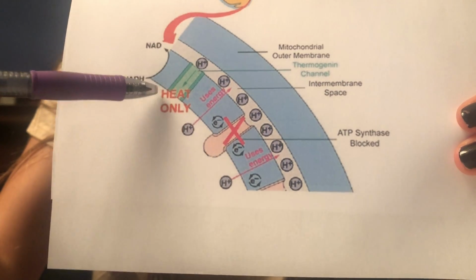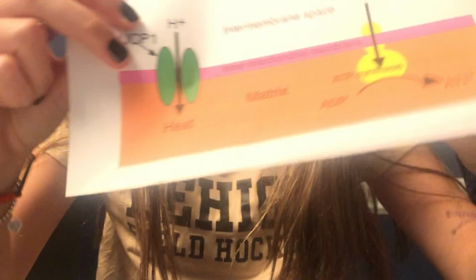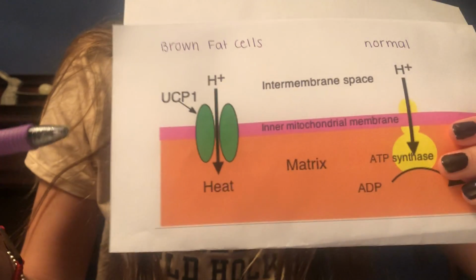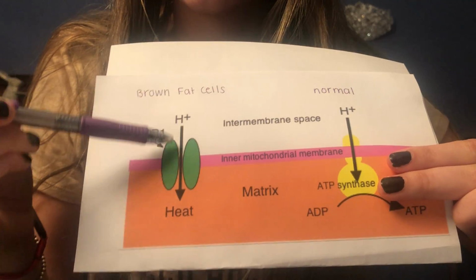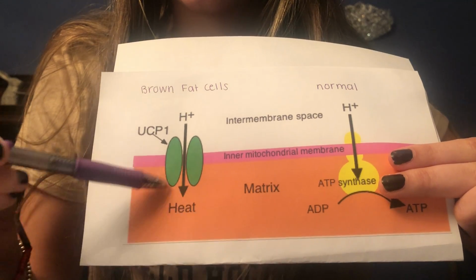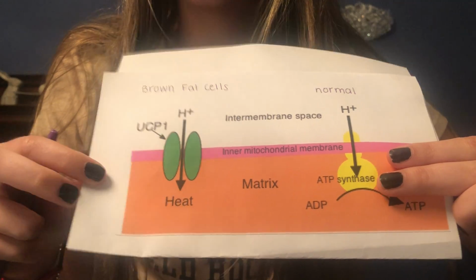You can see this process in the first diagram, which shows how the uncoupling protein breaks the proton gradient and cannot convert ADP to ATP.